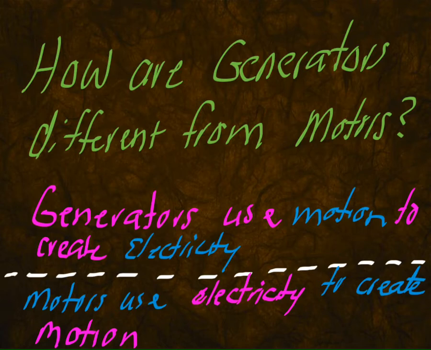Now, a motor actually takes electricity and uses it to create what we call mechanical energy. If you watch any other video, you might hear the more scientific term of mechanical energy for electrical energy. So that's what generators do. They turn mechanical energy into electrical energy, and motors use electrical energy and turn it into mechanical energy.